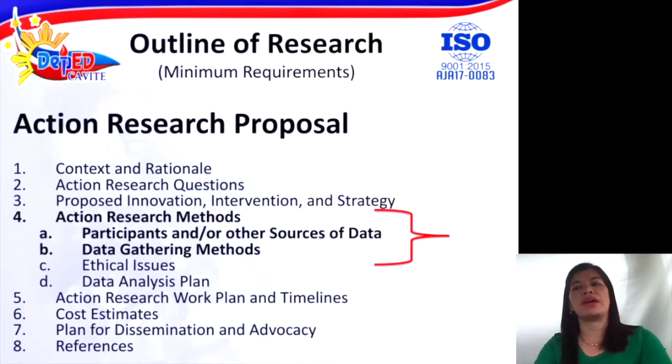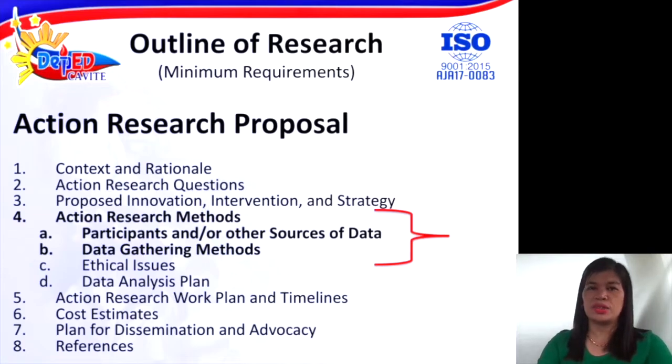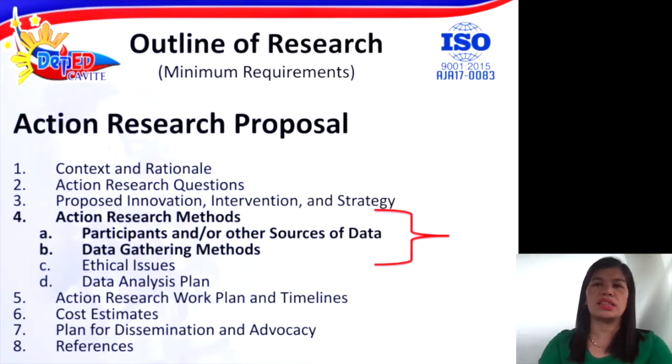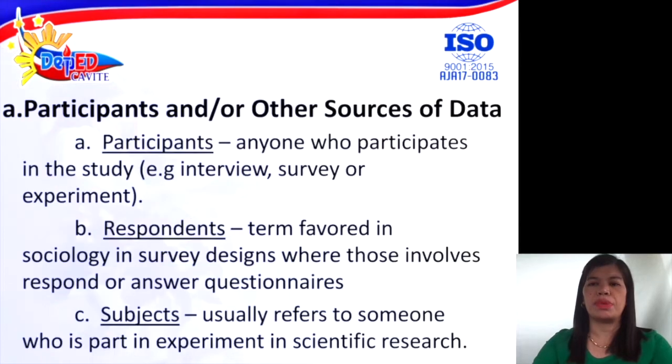So the action research methods is the fourth section in the action research proposal. So it has four subparts, but we will focus only on the first two. So I guess this part is mainly read by the experts who are interested in the procedures used in the study, and also those who want to gain information that they can use themselves. So the participants and the gathering methods must be described in detail so that it can be easily understood and replicated. So let's start with the participants and other sources of data.